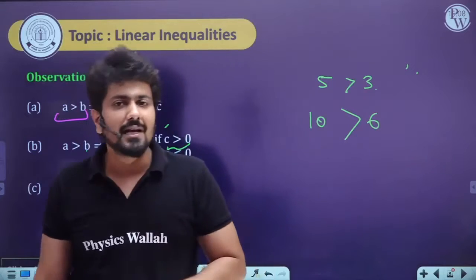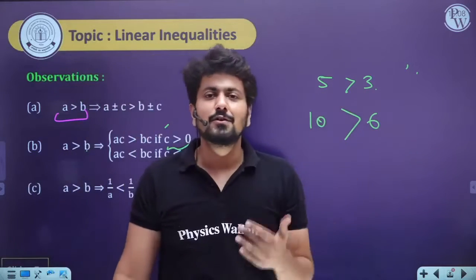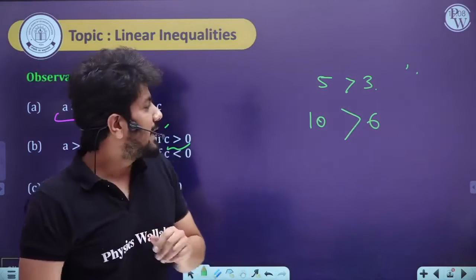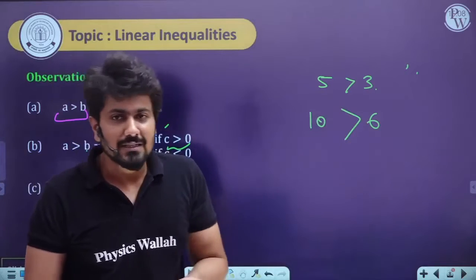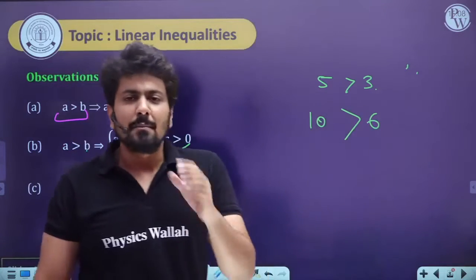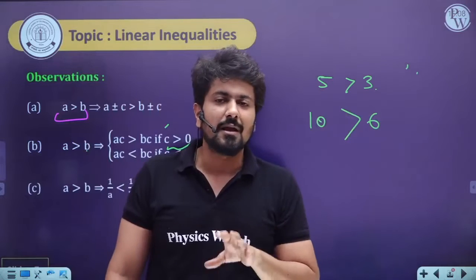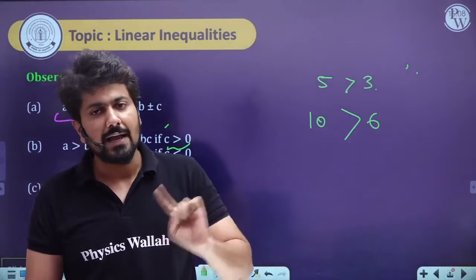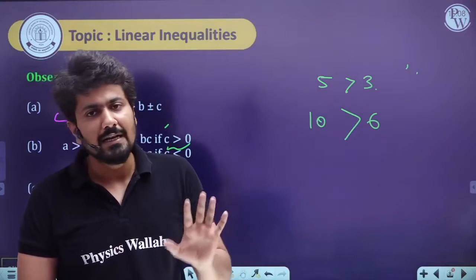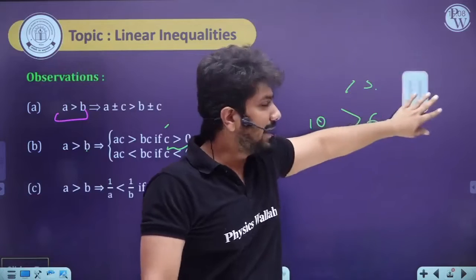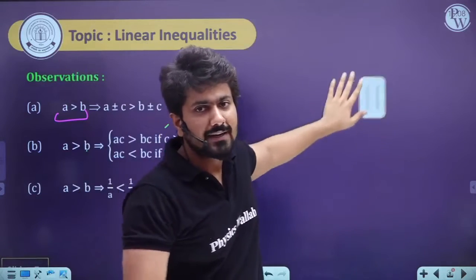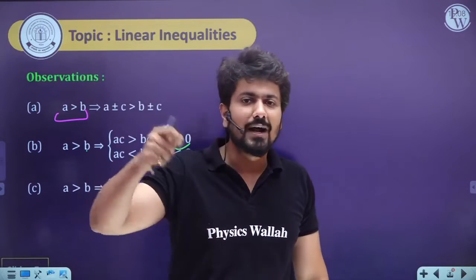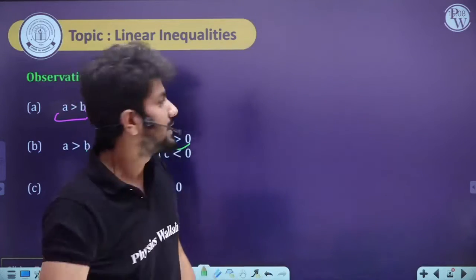But if I multiply by a negative number, suppose I multiply by minus 1 on both sides, then the inequality is going to change. If I multiply by minus 2, basically any negative number, then the inequality changes. Adding or subtracting a constant does not affect the inequality, but multiplying or dividing by a negative number does. You can write that down. Note that down: multiplying or dividing by a negative number changes the inequality.